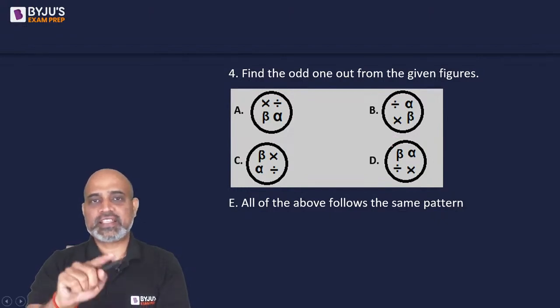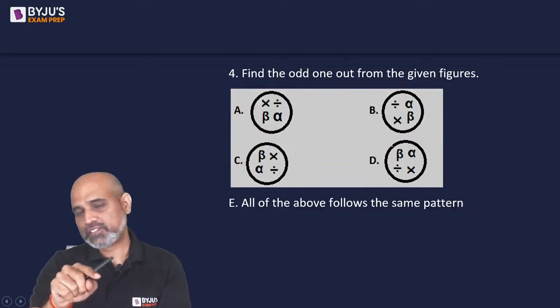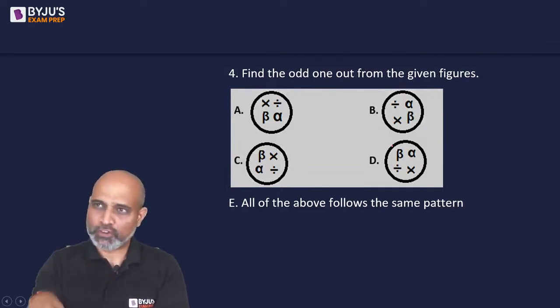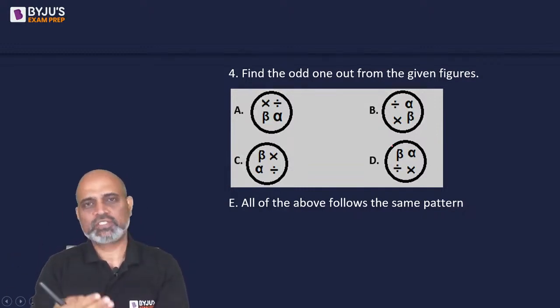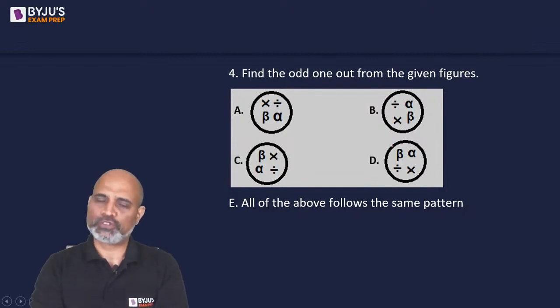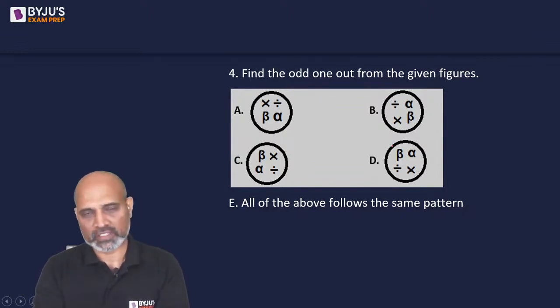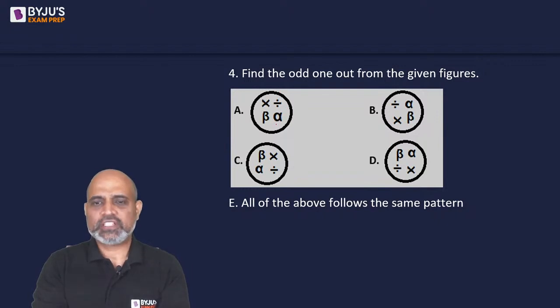So the first thing is there are 4 symbols in every circle, right? So we should see if they follow a certain pattern, clockwise or anti-clockwise. Always fix one approach for yourself. I always choose clockwise, okay? So let's say if I start from alpha, it's going to be alpha, beta, multiplication, division, and then the same sequence repeats around the circle.